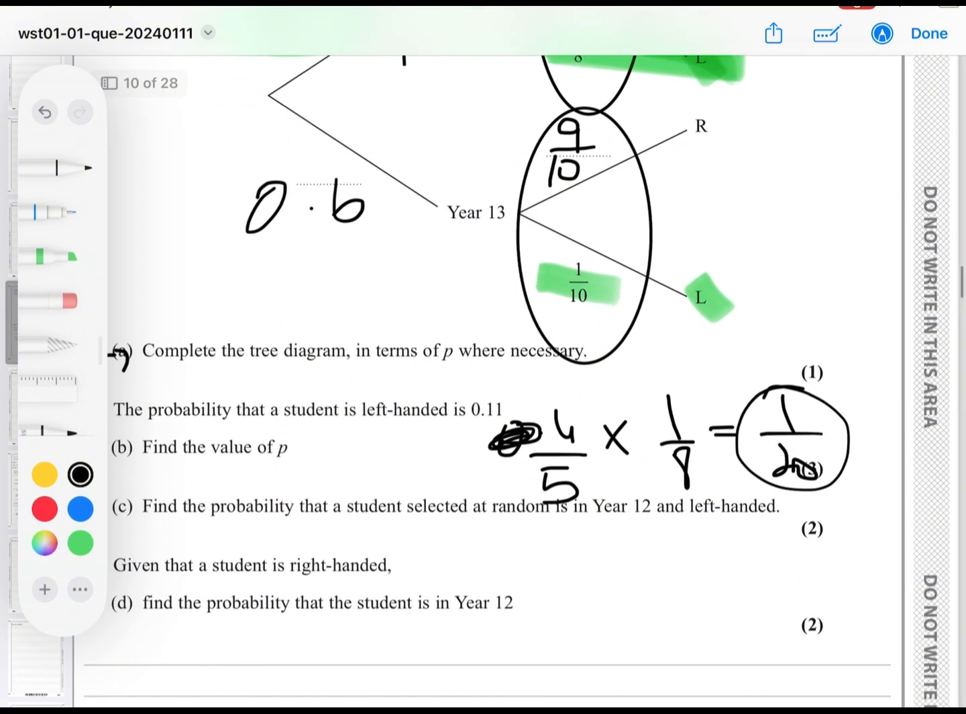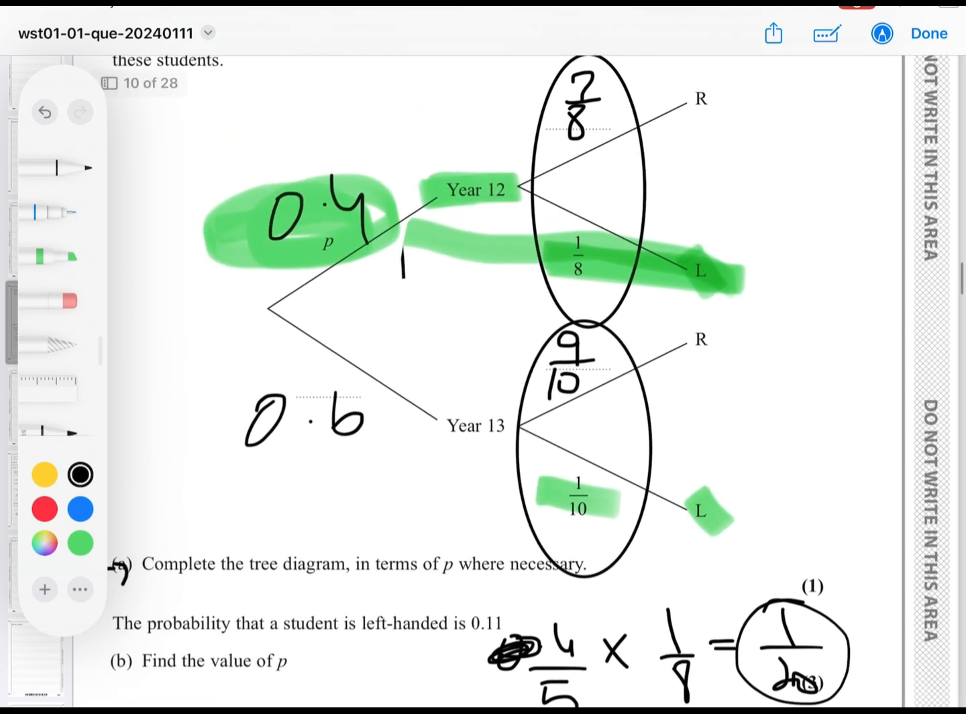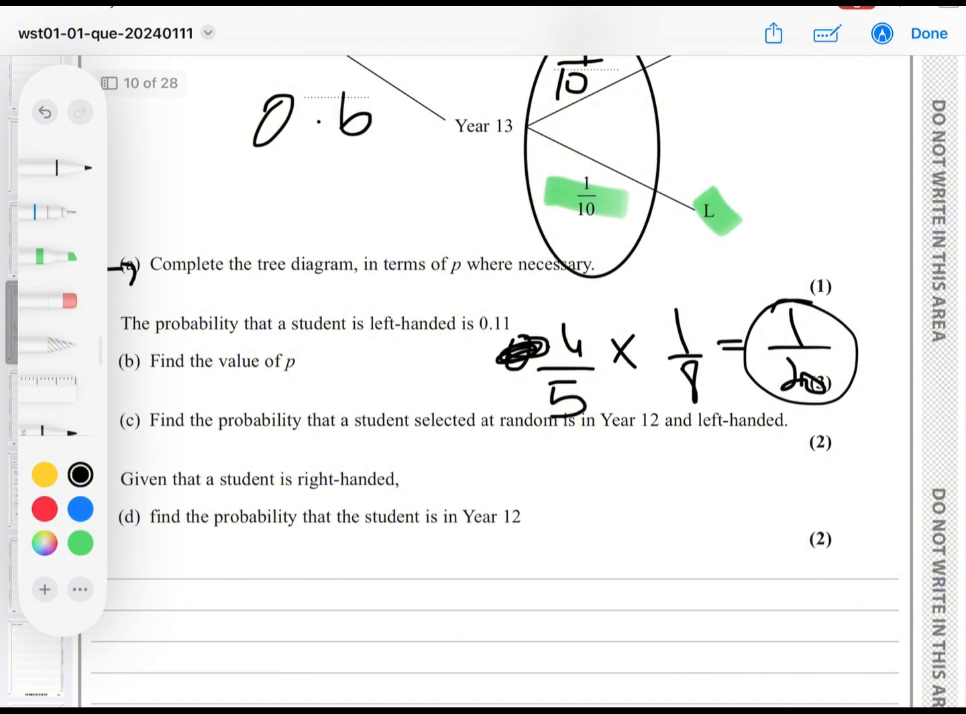Now the last part. The answer for the third part is 1 upon 20. It was a straightforward question. They asked for the left-handed students from year 12, so it was a straightforward question. So now moving towards the last part. The last part is: given that the student is right-handed, find the probability that the student is in year 12. Now this question is from conditional probability.